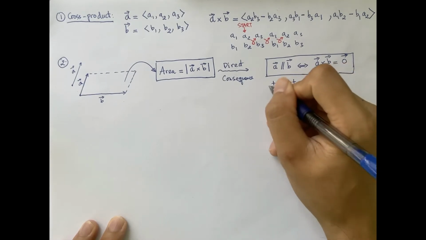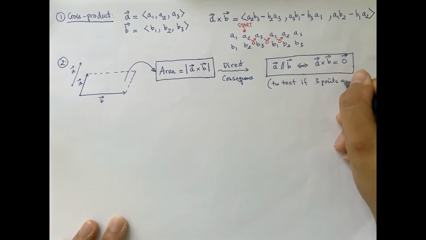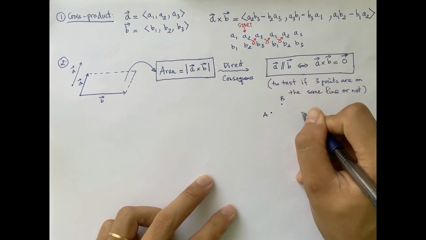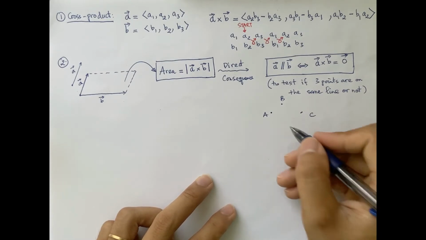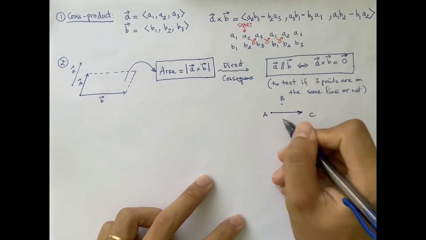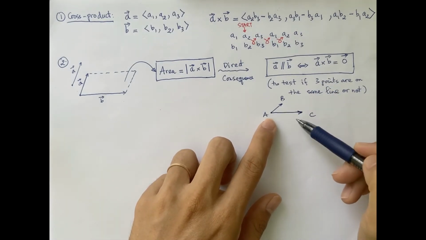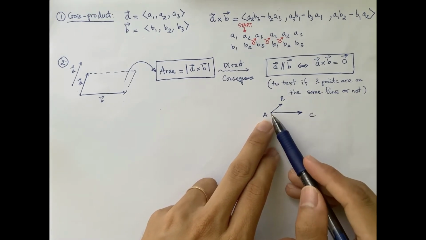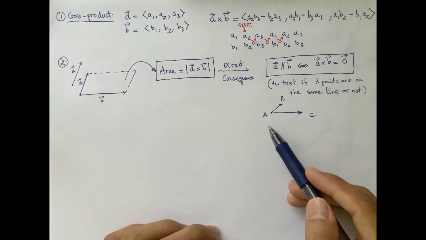And it is also used to test if 3 points are on the same line or not. For example, if you have 3 points A, B, and C, and you want to know if A, B, and C are on the same line or not, you just form the vector AC and vector AB, and then you find the cross product of AC and AB. If the cross product is 0, that means the two vectors AB and AC are parallel, but because they start from the same initial point, being parallel in this case means that they are on the same line.